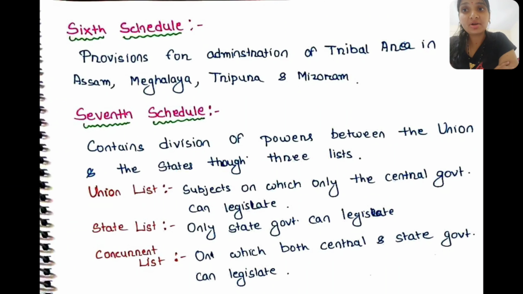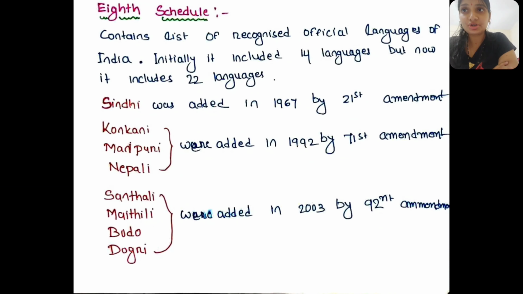It contains the subjects on which only the central government can legislate, can make laws, and the state list on which only the state government can legislate and make laws. Then comes the concurrent list, on which both the central government and state government are responsible, and they can make laws together on the subjects listed in the concurrent list. So these are all there in the seventh schedule of the Constitution.